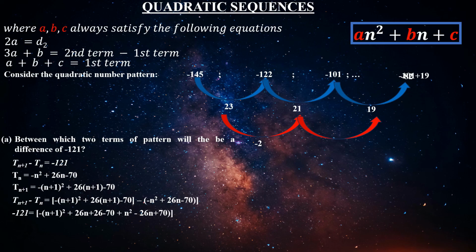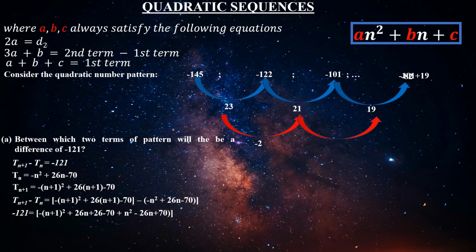As you can see right here, I said minus times minus, that's why I have a positive right here. And I said minus times negative, that's why I have a negative right here. And finally, minus times minus, and that's why I have a positive right here. You have to take note of directed numbers. And right here is 26 times n, and I have 26n, 26 times 1, and I have positive 26. And finally minus 70.